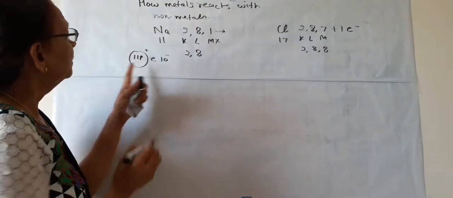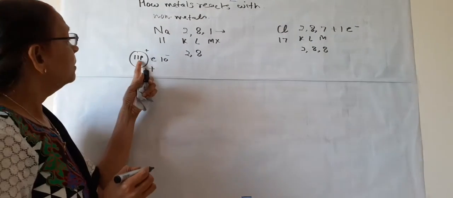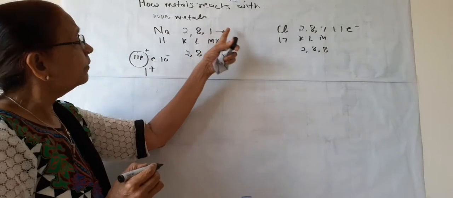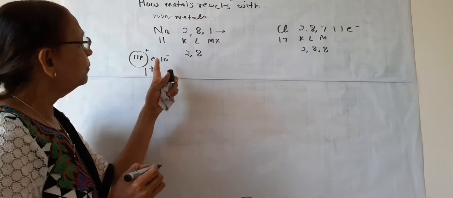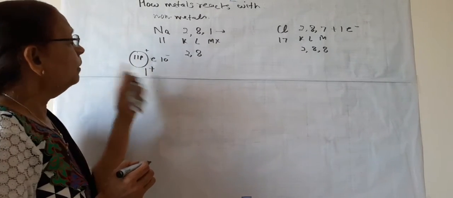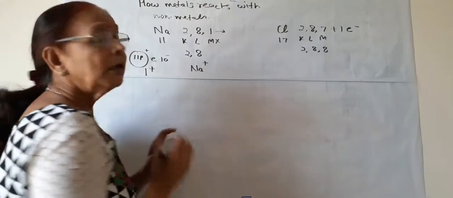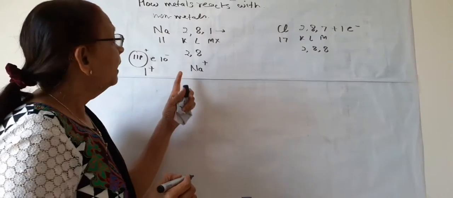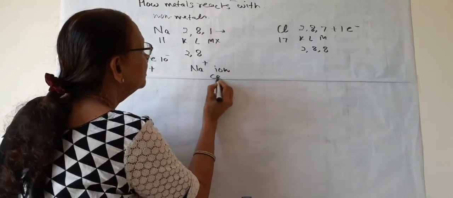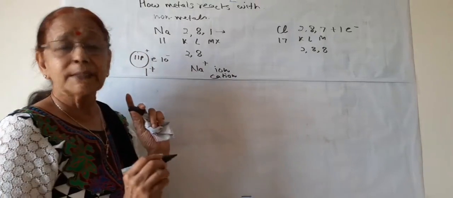So what is left? One positive charge is left, because positive are more and negative are less. One electron has gone. So 2 plus 8, only 10 electrons are left here, and protons are 11. So now this sodium has one positive charge and it has become an ion, and this ion is a cation. All of us know cation has plus signs.